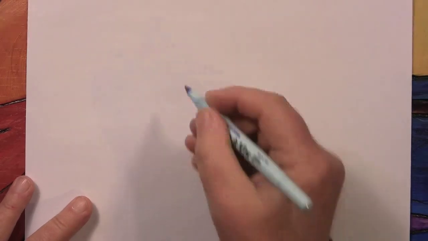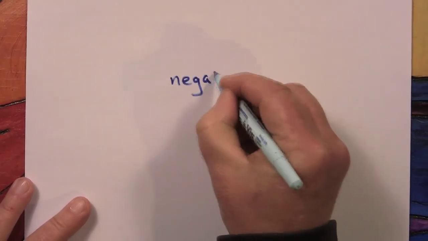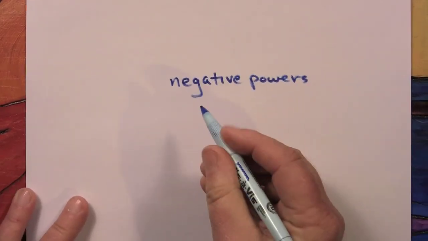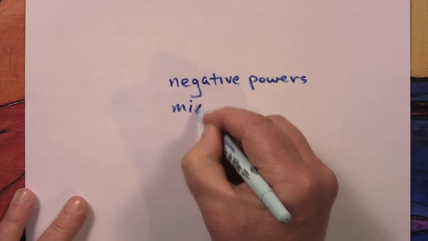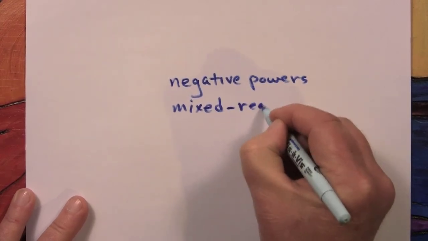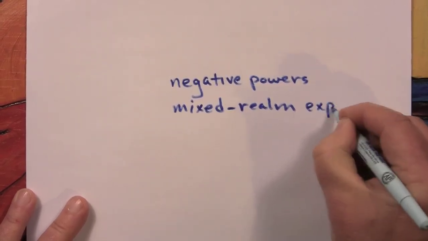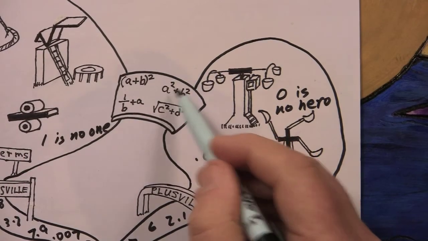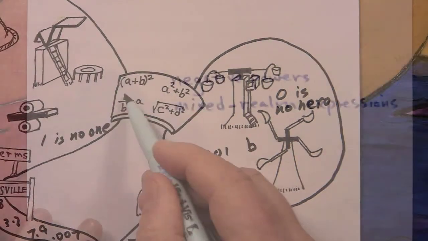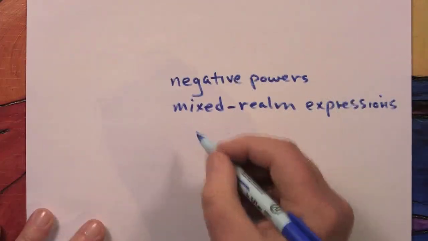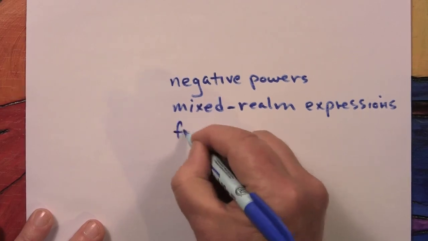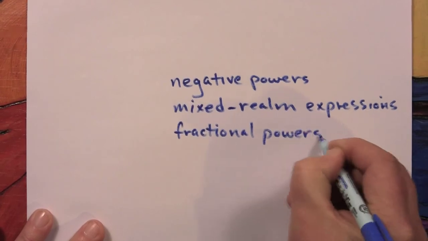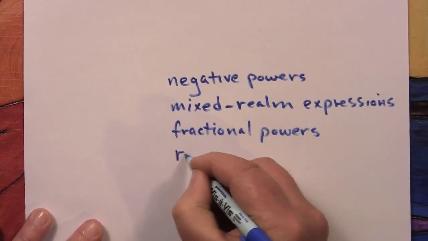Some things you might want to tackle in the future are negative powers. You might want to do some mixed realm expressions. Those are the ones that we saw on the bridge between Plusville and Timesville. You might want to tackle some fractional powers. And there, of course, are our old friends, the roots.